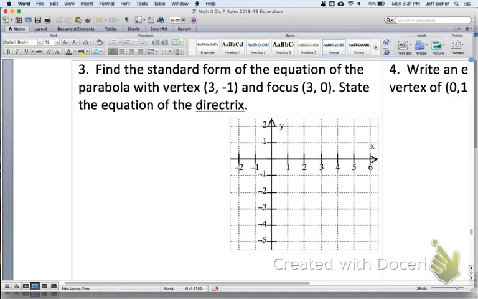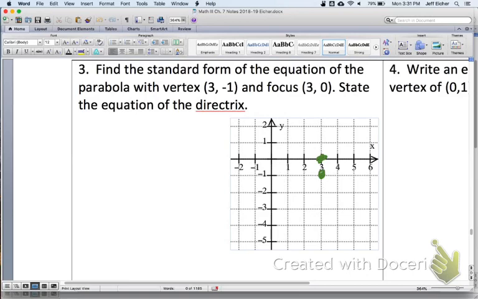Alright, so we have: find the standard form of the equation of the parabola with a vertex of (3, -1), so we can graph (3, -1), there it is. And the focus is (3, 0), so that's the focus right there. State the equation of the directrix. So we need the equation of the parabola and the equation of the directrix.